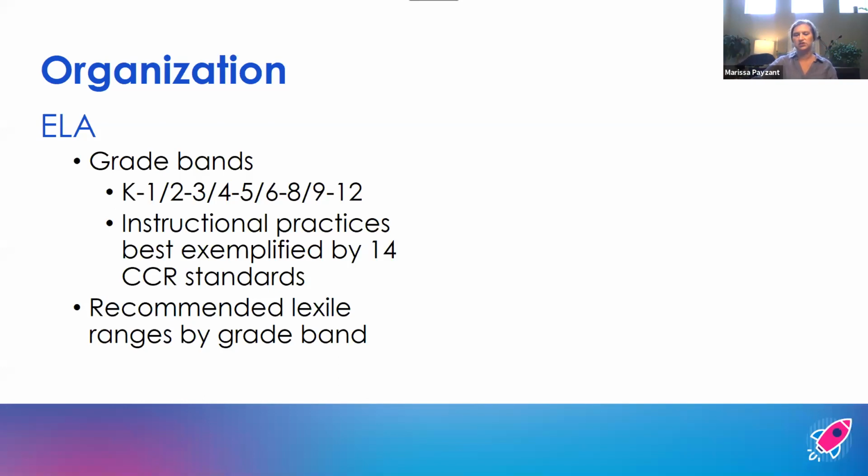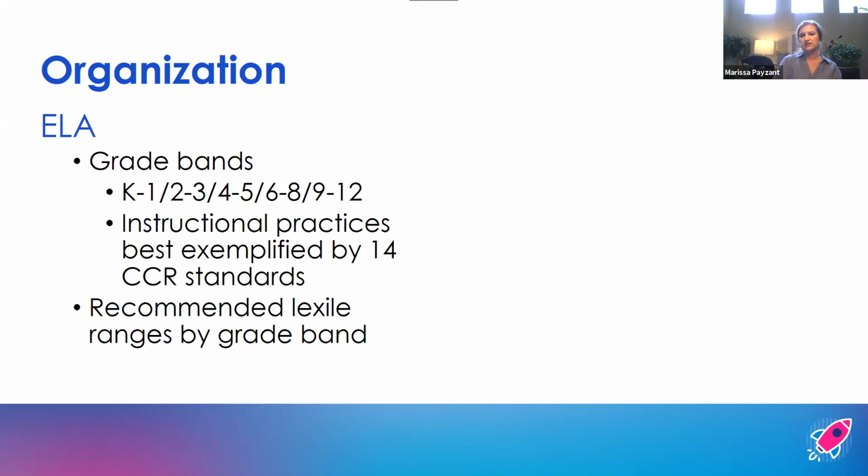So you have K-1, 2, 3, 4, 5, 6-8, and then they've grouped the 9 to 12 grades together. So what you'll see in this actual document in each of those sections is the instructional practices and content that are best exemplified by, they've identified 14 Common Core English Language Arts standards, and of course we've gone in and aligned to ours.